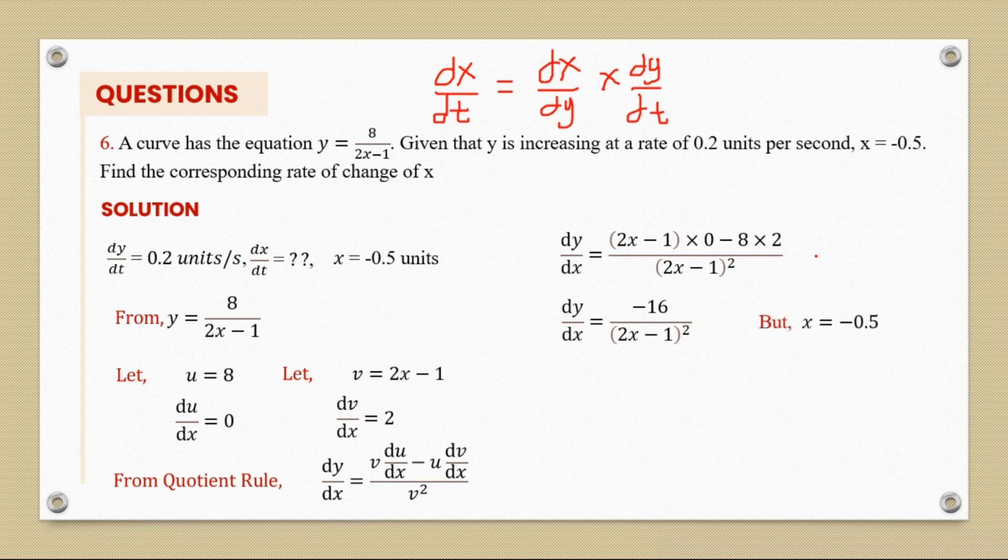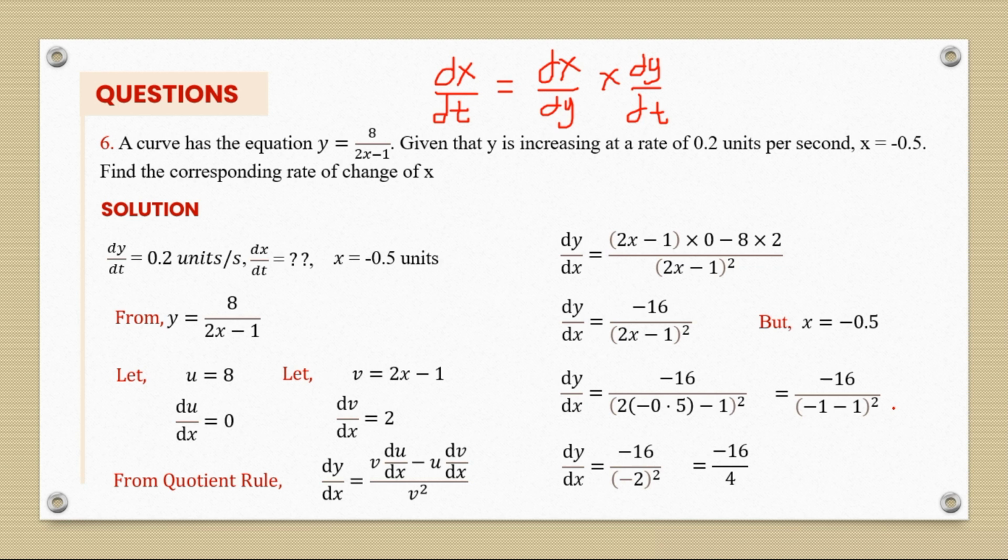But we've been told that x is equal to negative 0.5. So we're going to substitute that in, and this is what we'll have. So 2 times negative 0.5 will give me negative 1, and then I have negative 1 minus 1, which is negative 2 squared, which is going to be equal to 4. So I have negative 16 over positive 4, of which the answer shall be equal to negative 4. So I now know the value of dy/dx.